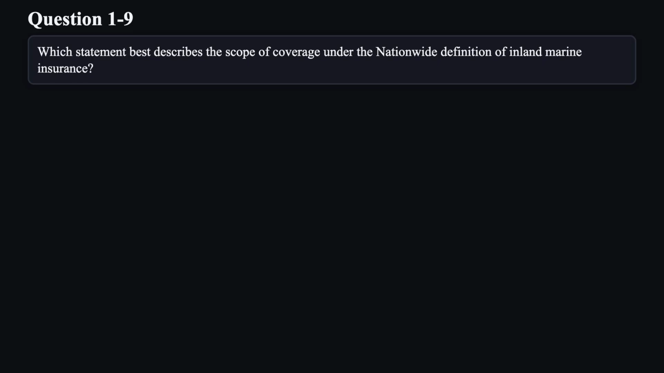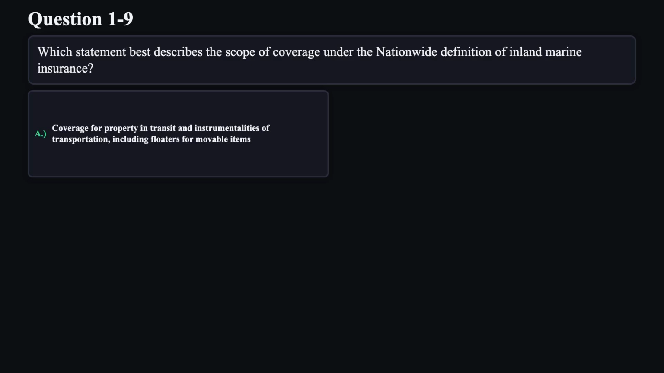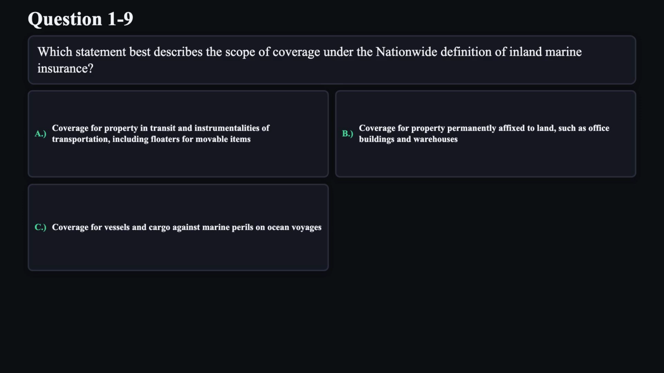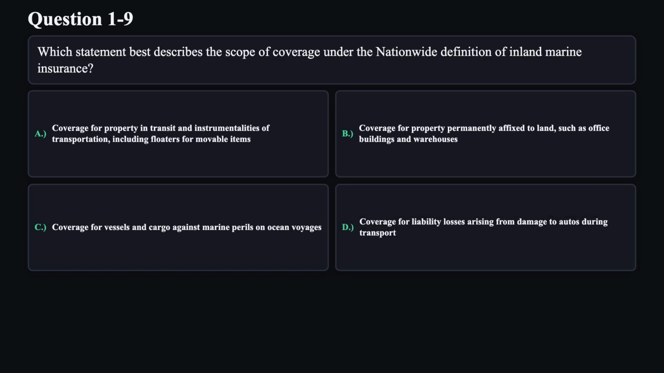Question 9. Which statement best describes the scope of coverage under the nationwide definition of inland marine insurance? A. Coverage for property in transit and instrumentalities of transportation, including floaters for movable items. B. Coverage for property permanently affixed to land, such as office buildings and warehouses. C. Coverage for vessels and cargo against marine perils on ocean voyages. D. Coverage for liability losses arising from damage to autos during transport.